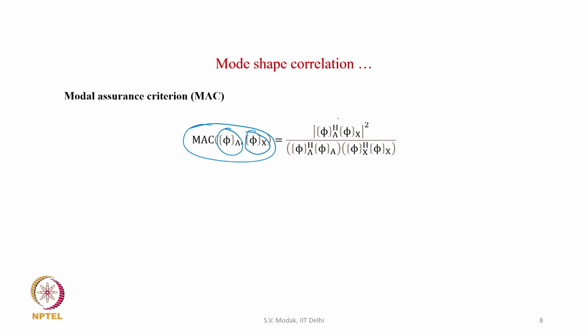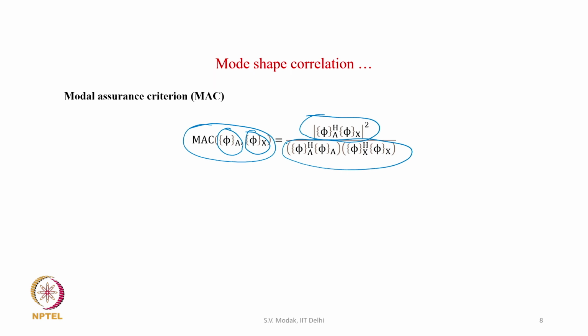So, the numerator of this expression consists of the square of the magnitude of the dot product between the FE model mode shape and the experimental mode shape. Here the Hermitian transpose is used to take the dot product, because in general the mode shapes could be complex. The denominator is a scaling factor. It consists of the product of two scalar quantities. The first is the dot product of the FE model mode with itself, and the second is the dot product of the experimental mode with itself. So, this is how the MAC value is defined and computed.